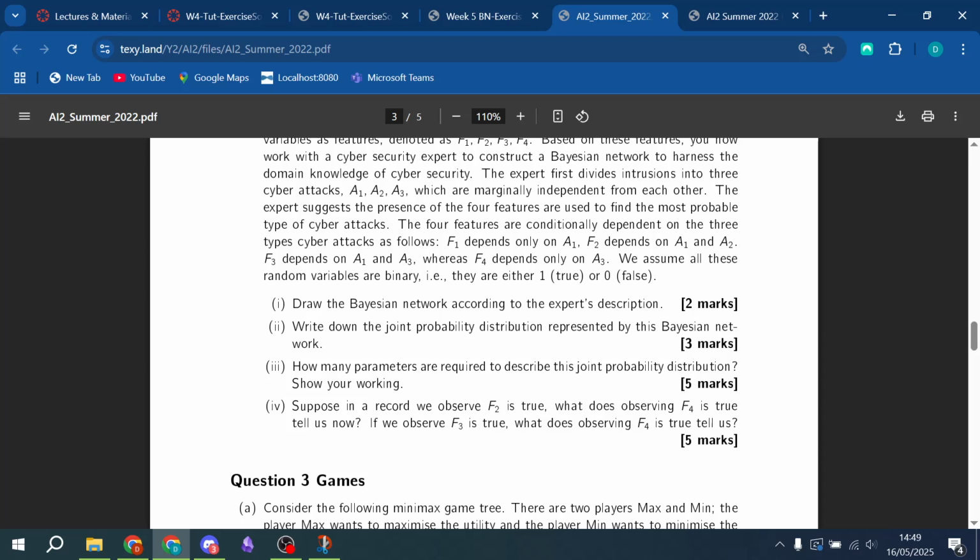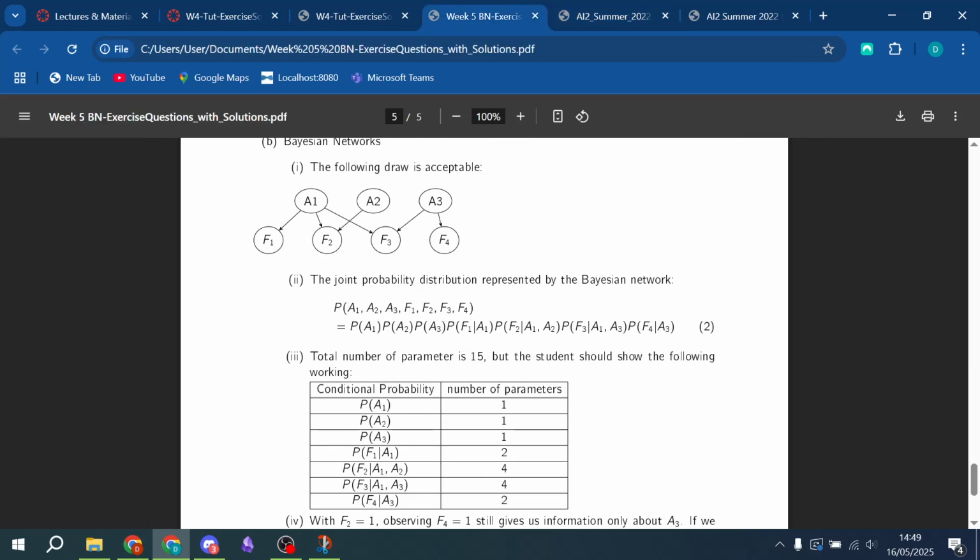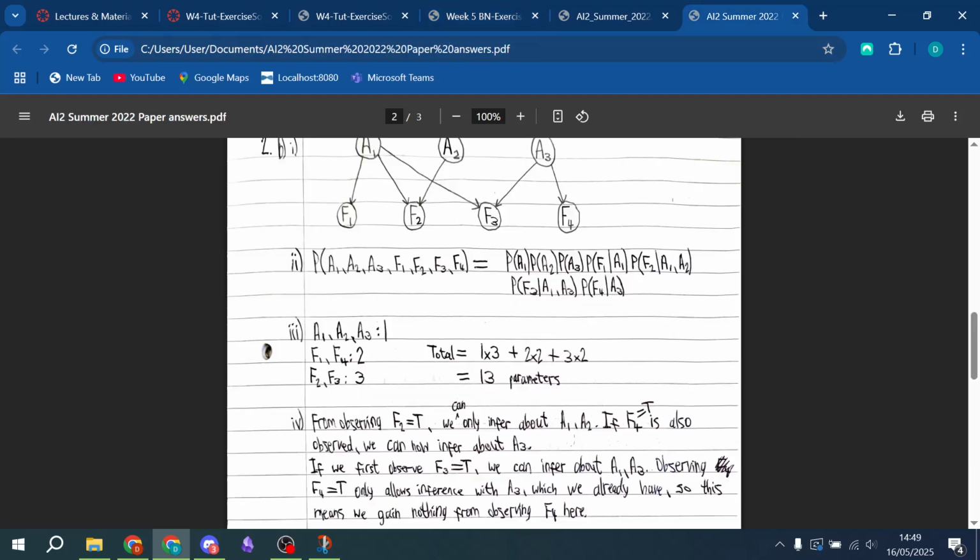Question 4, sort of. Oh, yeah, I wasn't entirely sure for this one either. If we observe that F2 is true, what does observing F4 is true tell us? Here, if we observe this, what happens if we observe this as well? Do we learn anything? Because what did I put?